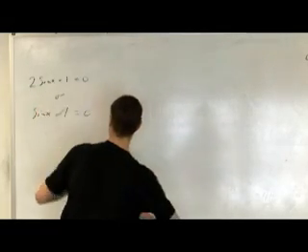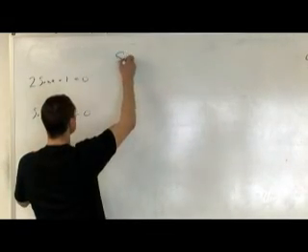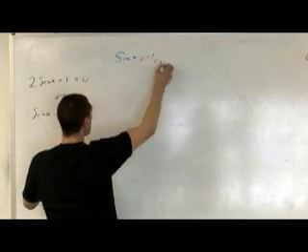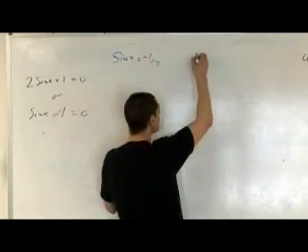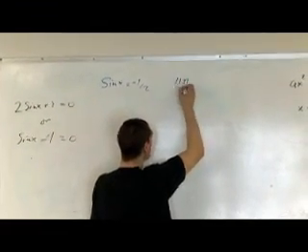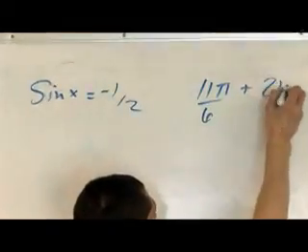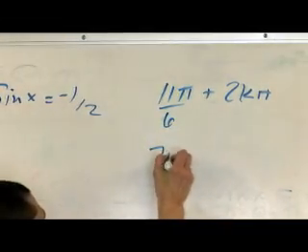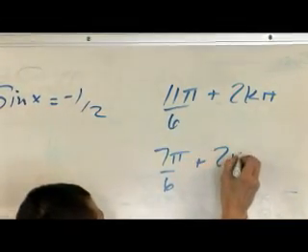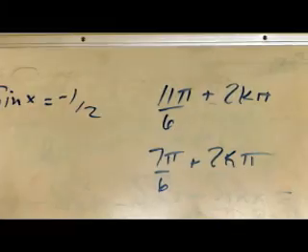Look at what we got here. This translates to sine x is equal to negative 1/2. I believe we just figured out that 11 pi over 6 plus 2k pi and 7 pi over 6 plus 2k pi were the solutions.